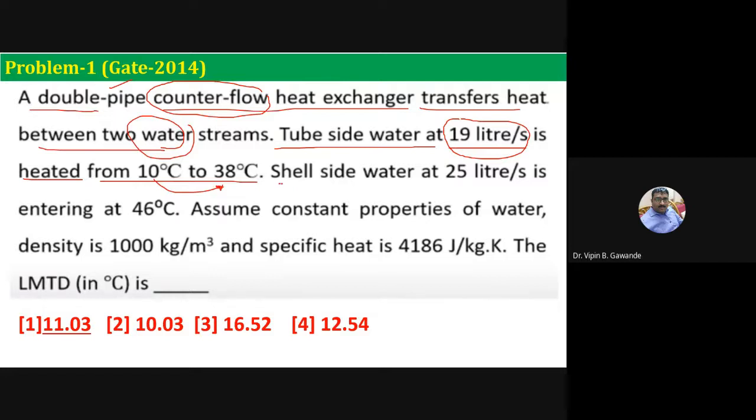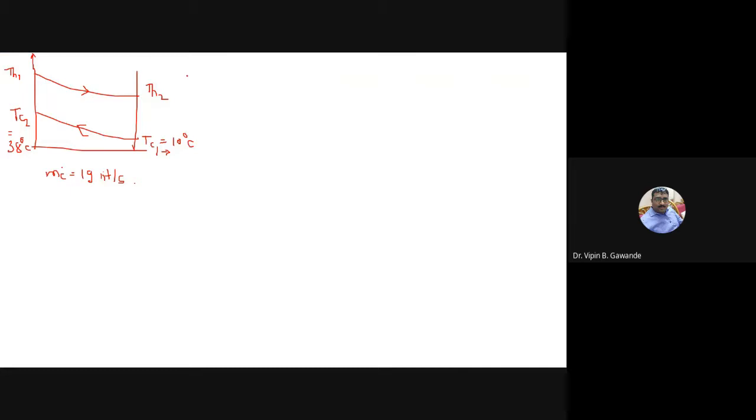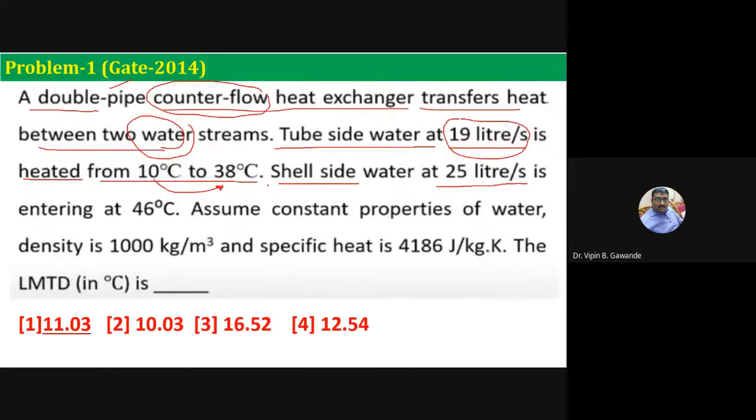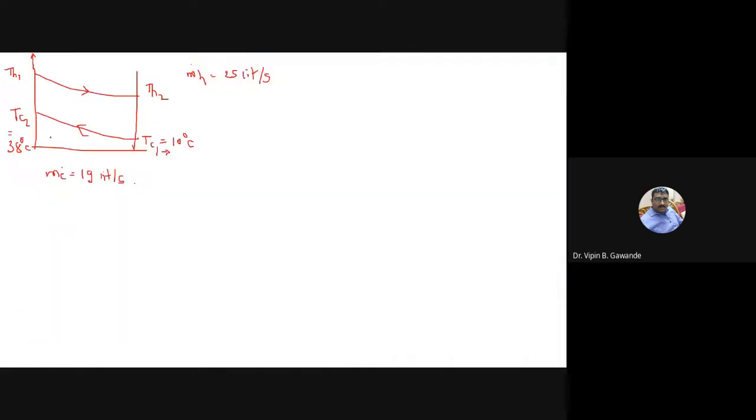Now shell side. Shell side water at 25 liter per second. What is remaining here? It is the hot fluid now, 25 liter per second. So this is for the hot fluid. Entering at 46 degrees Celsius. What is the entering temperature? TH1 is the entering temperature, so this is 46 degrees Celsius. So the entering temperature for the hot fluid is 46 degrees Celsius.